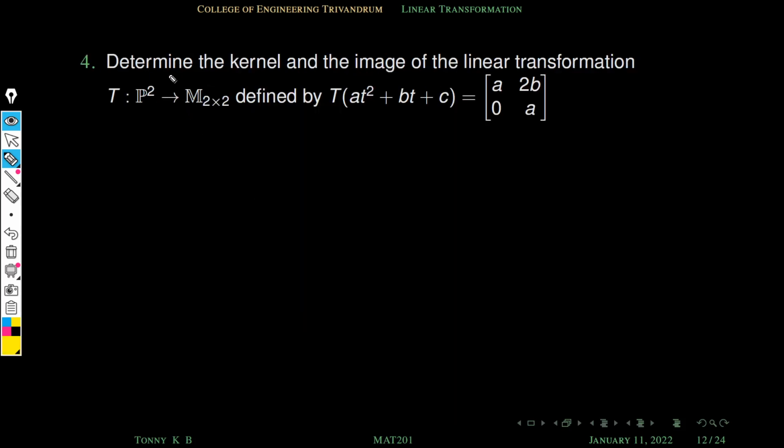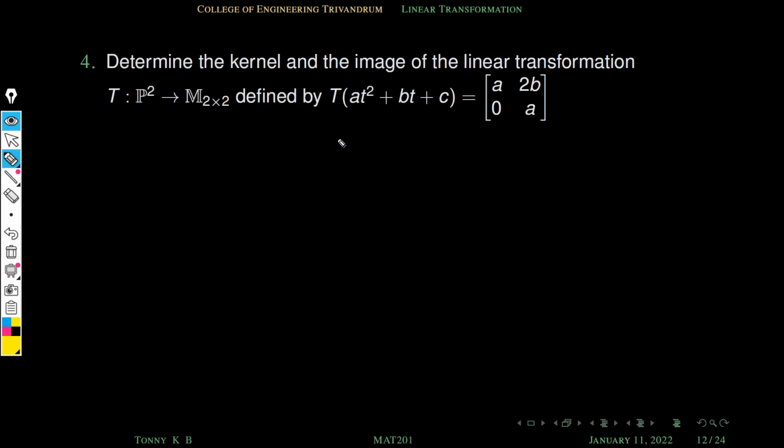Next problem. Determine the kernel and image of the linear transformation T from P2 to M 2 by 2, defined by T of (At squared plus Bt plus C) equal to the matrix with rows A, 2B and 0, A. P2 is the set of all polynomials up to degree 2. M 2 by 2 is the set of all 2 by 2 real matrices.